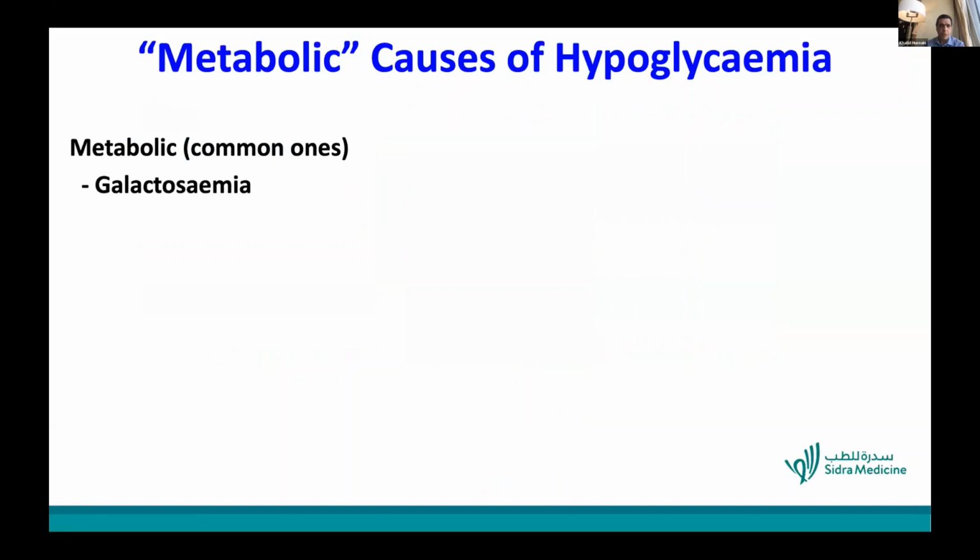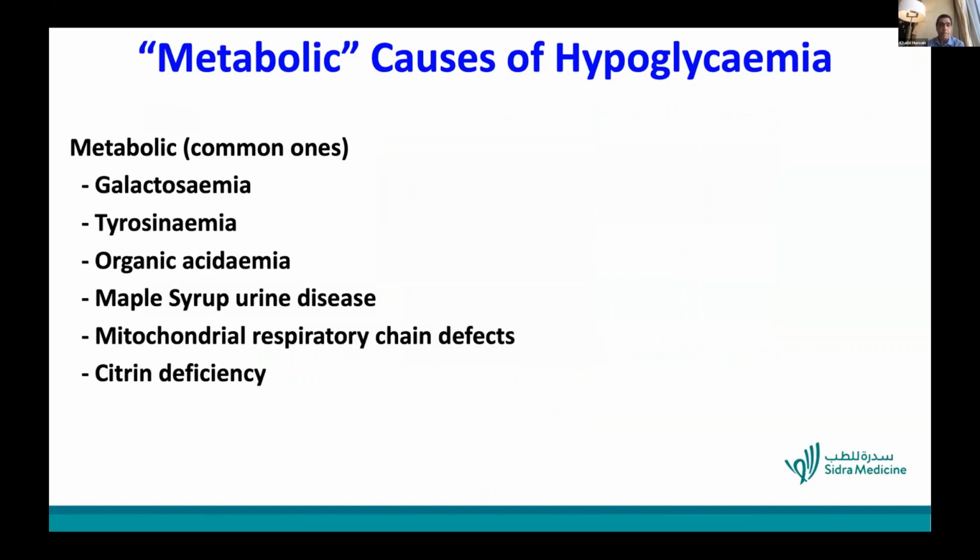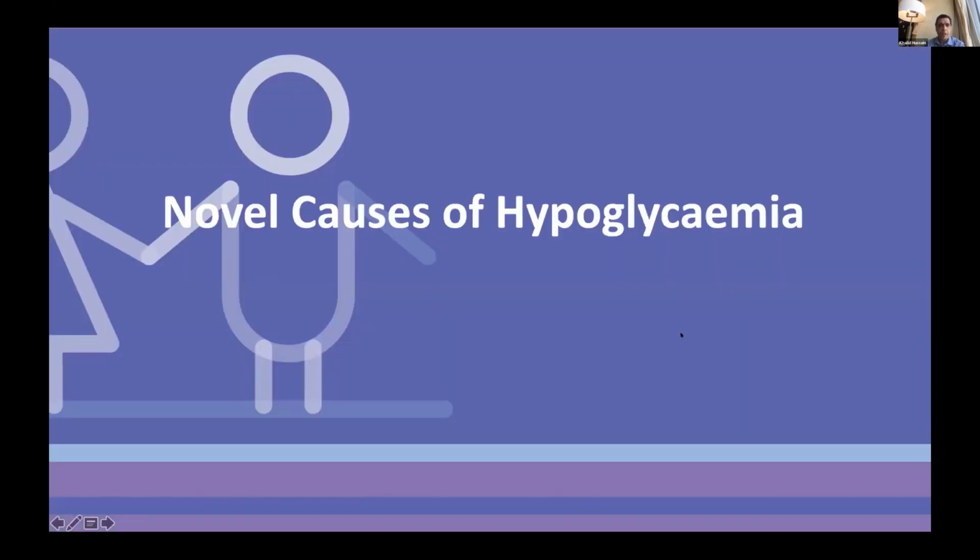Now, I'm just going to list for you the common metabolic causes. There are a very large number of metabolic causes, and these are some of the common ones that you might come across. So remember that you will pick up abnormalities in either your blood gas, your electrolytes, your organic acids, or amino acids. Somewhere along the line, you'll have clues as to the mechanism of the underlying metabolic disorder for hypoglycemia. So what I want to do for the next few minutes is just tell you some of the novel causes of neonatal hypoglycemia that we've described in the last few years.